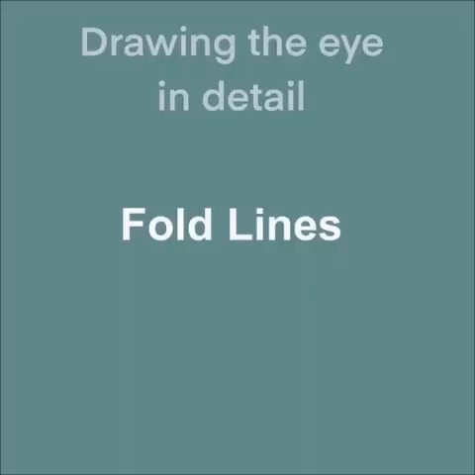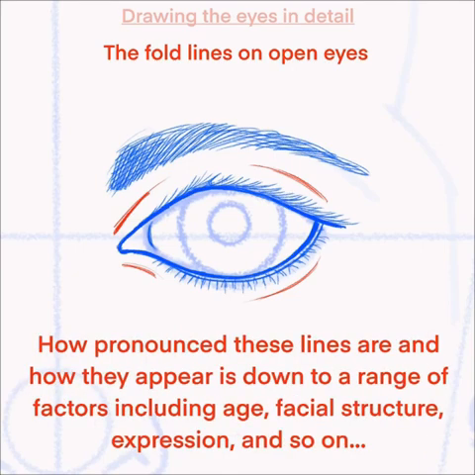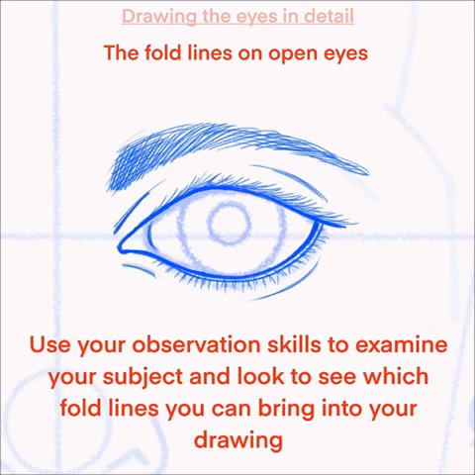Fold lines. When eyelids are open, the muscles that control them have forced the lid to fold back on itself, and this creates fold lines on the eyelids. How pronounced these lines are and how they appear is down to a range of factors, including age, facial structure, expression, and so on. Use your observation skills to examine your subject and look to see which fold lines you can bring into your drawing.